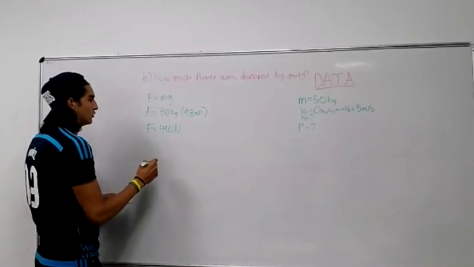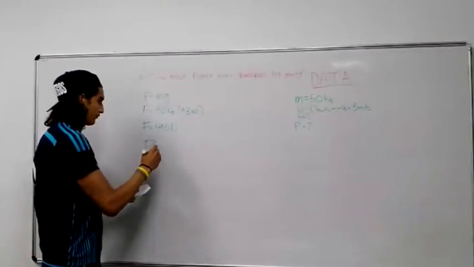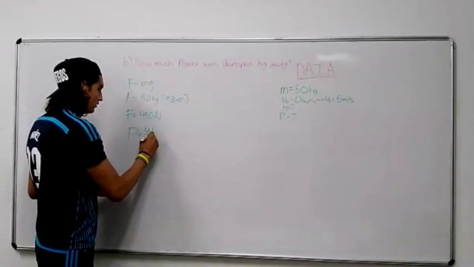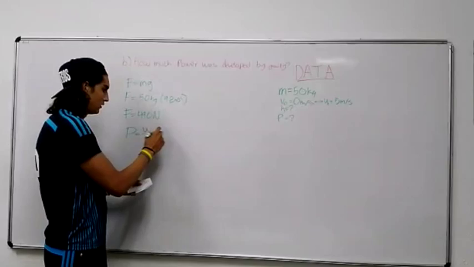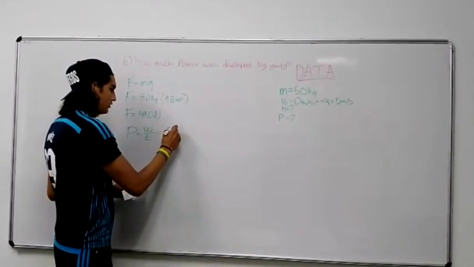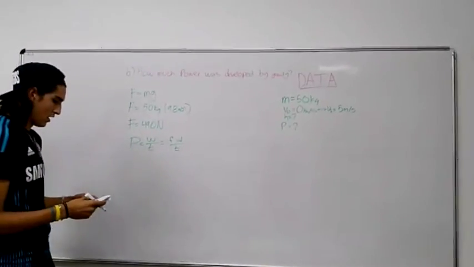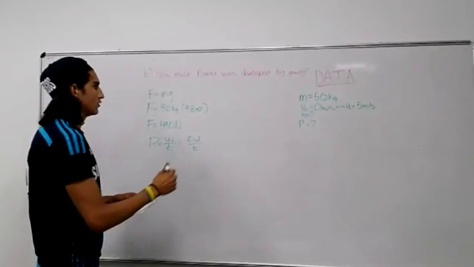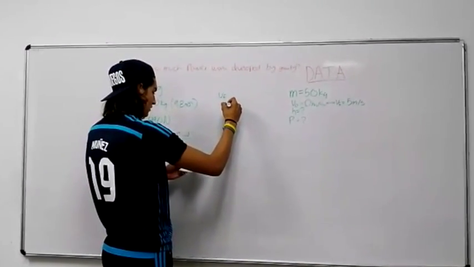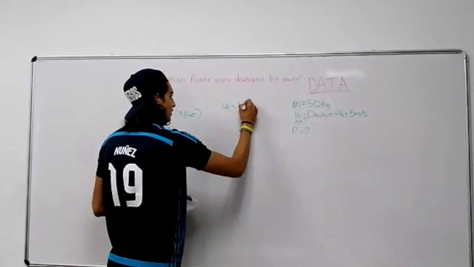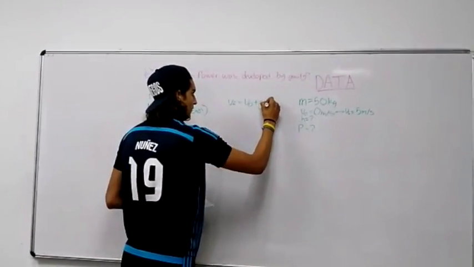And then we're going to use the formula of power, that is work over time. That work is the same as force times distance over time. And we're going to make the final velocity equal to the initial plus gravity times time.